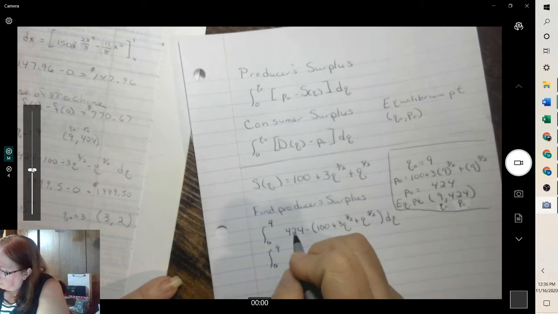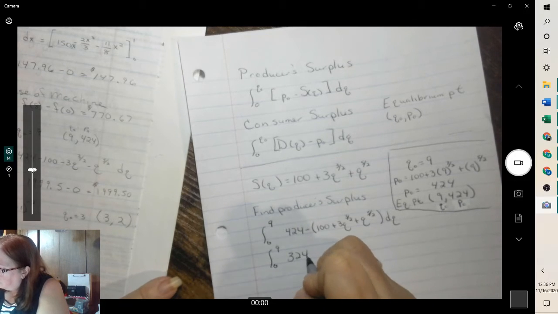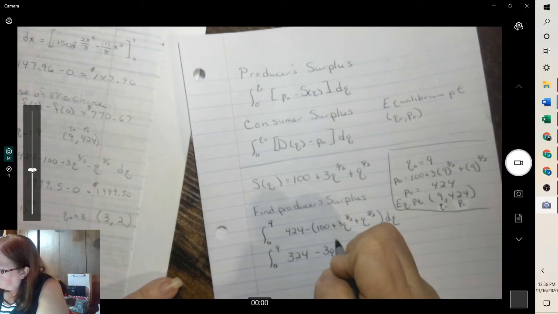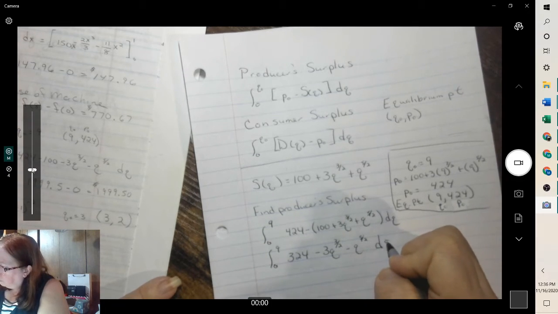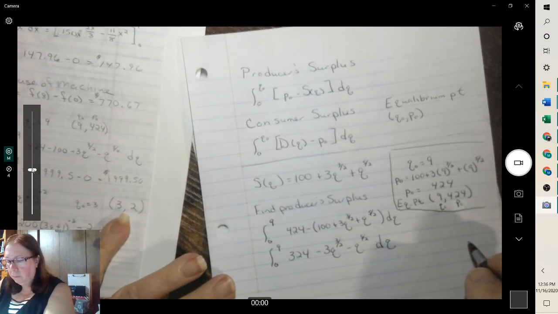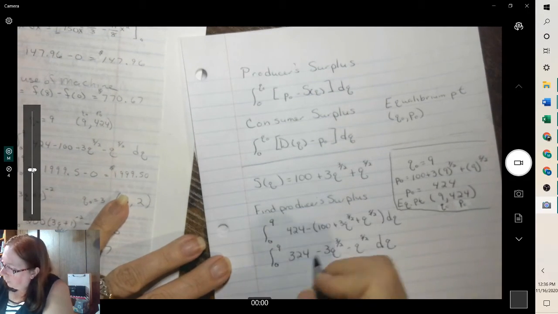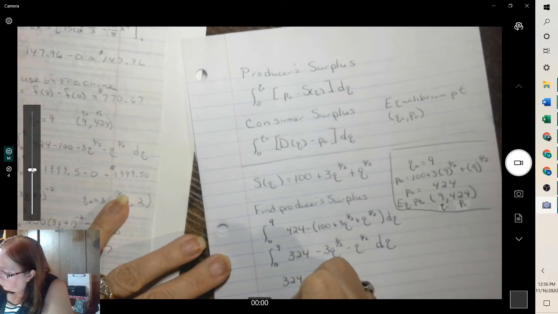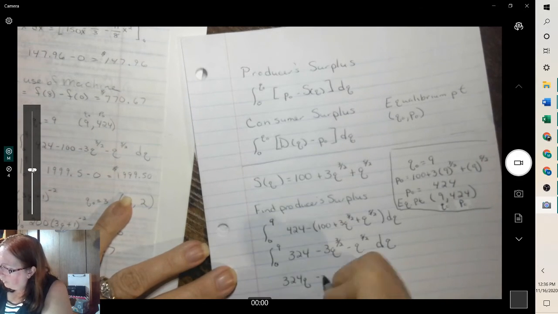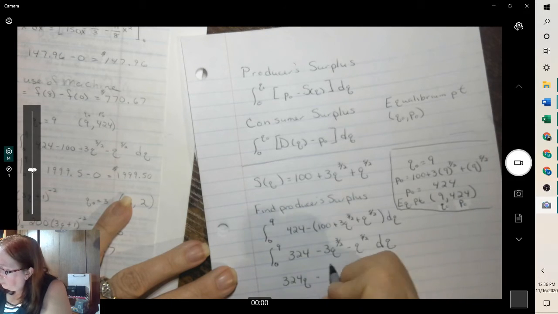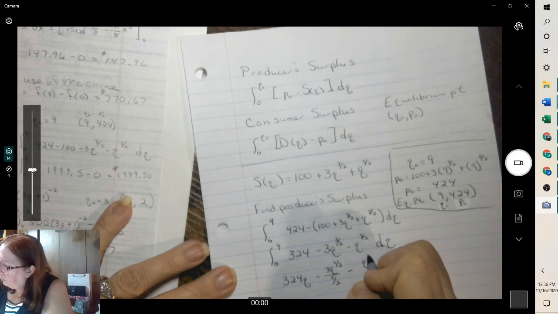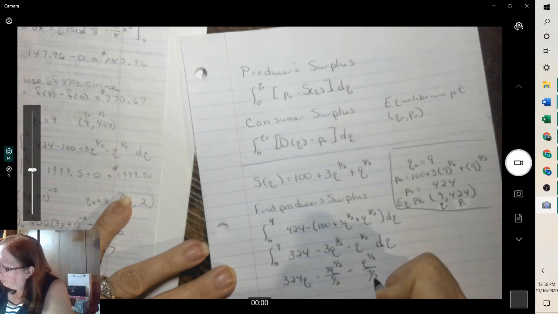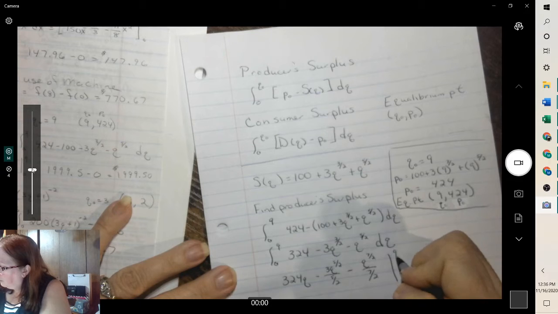I'm going to distribute the negative so that this will be 324 minus 3Q to the 3 halves minus Q to the 5 halves dQ. Now when we take our integral, we'll have 324Q minus, adding 1, 3Q to the 5 halves over 5 halves minus Q to the 7 halves over 7 halves. And we're going from 0 to 9.